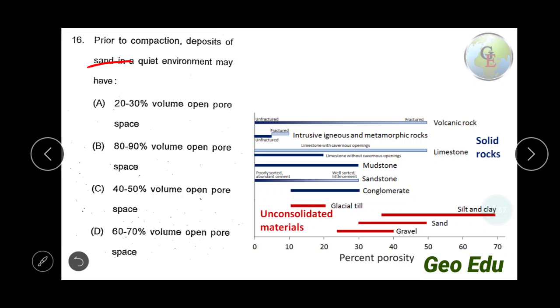It asked about sand. So gravel has porosity of 25 to 40%, and sand has 30 to 50%. As you can see here, sand 30 to 50%, and in the options there is 40 to 50% volume, meaning porosity, which will be the correct answer. And as you can see, silt and clay have 35 to 70%, and conglomerate has 10 to 30% porosity. Sandstone has 0 to 30%, mudstone has 0 to 30%, and limestone also has 0 to more than 50%.